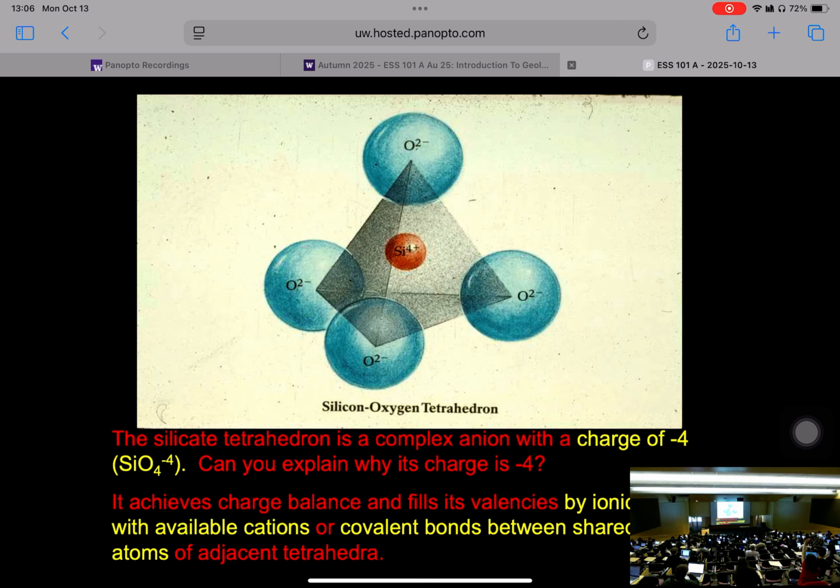And so when I'm showing you these molecules, if you see the oxygen atoms touching between the tetrahedra, that's designating a covalent bond sharing electrons between those oxygen atoms. If the tetrahedra are apart and I show other little atoms bonding with them, those are ionic bonds with the available cation. So we're going to start with olivine.